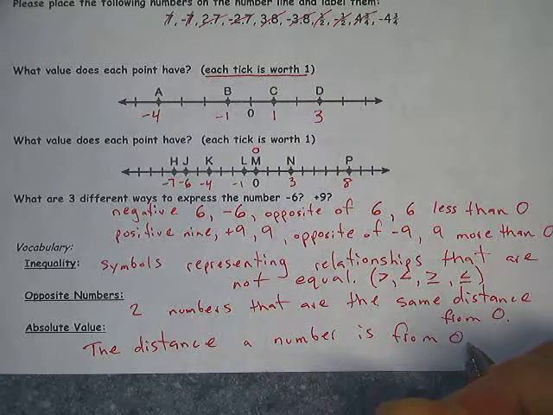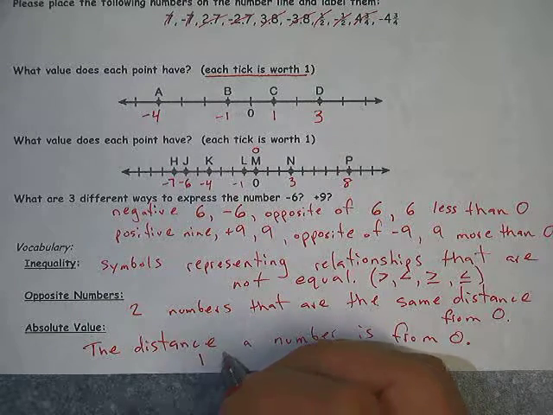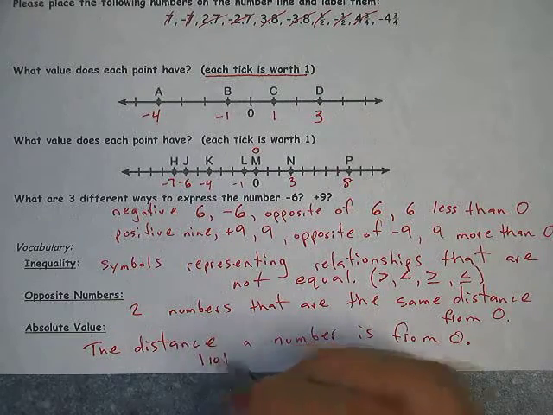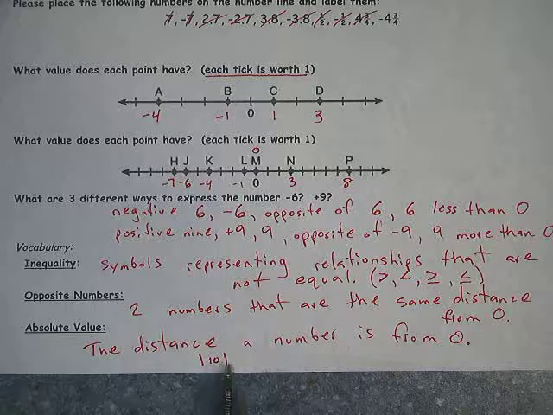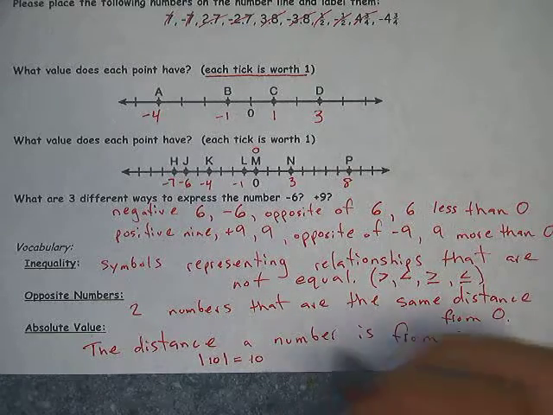Now absolute value is that actual measurement, how far a number is from 0. So absolute value is the distance a number is from 0.